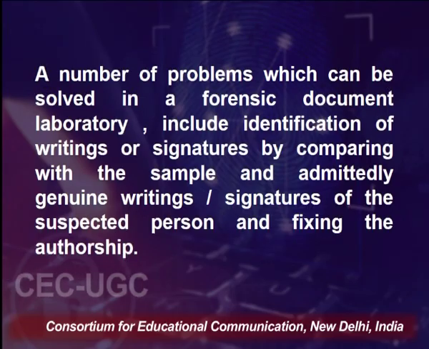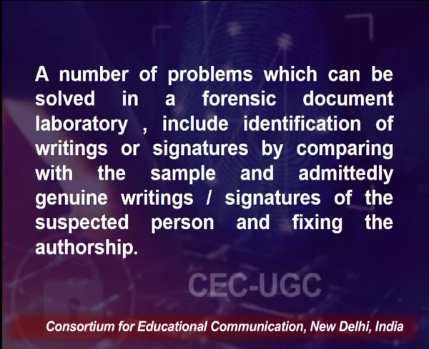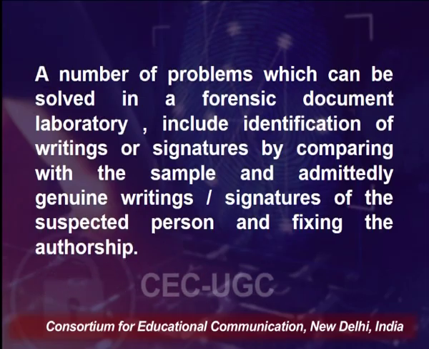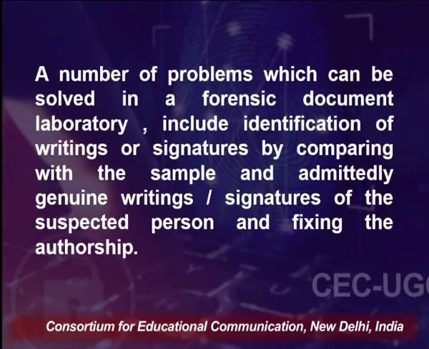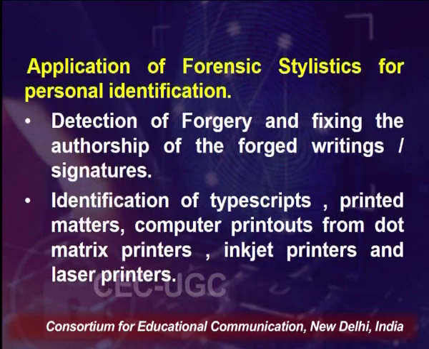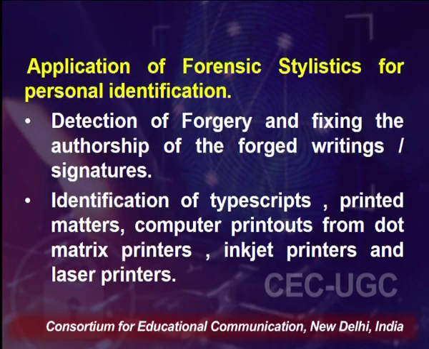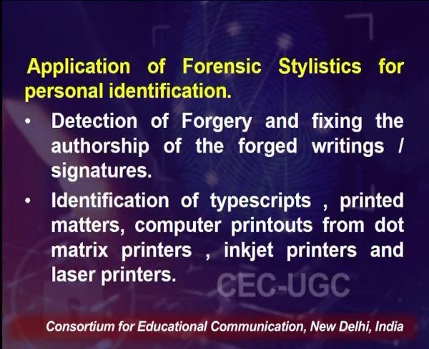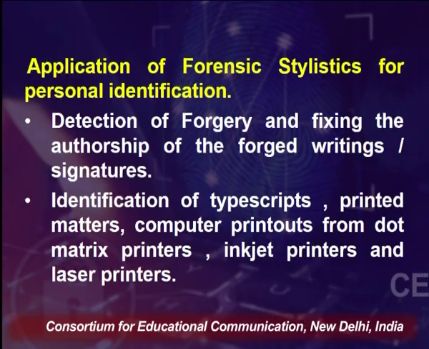There can be a number of problems which can be solved in a forensic document laboratory. We can identify the writings or signatures by comparing with the sample and admittedly genuine writing signatures of the suspected person, and we can fix the authorship. We can tell clearly whether this person has written this particular document or signed this particular document or not. So, when we talk about the application of forensic stylistics for personal identification, we see that the detection of forgery and fixing the authorship of the forged writings or signatures can be done. We can identify what kind of forgery this is. We can identify who is the author of these forged handwritings or the signatures.